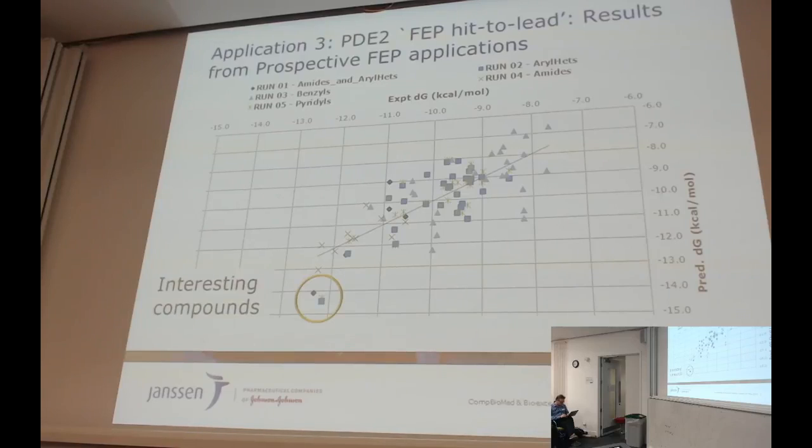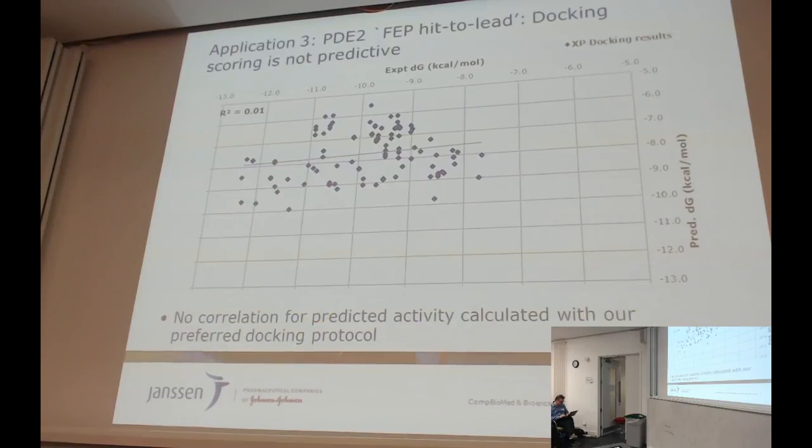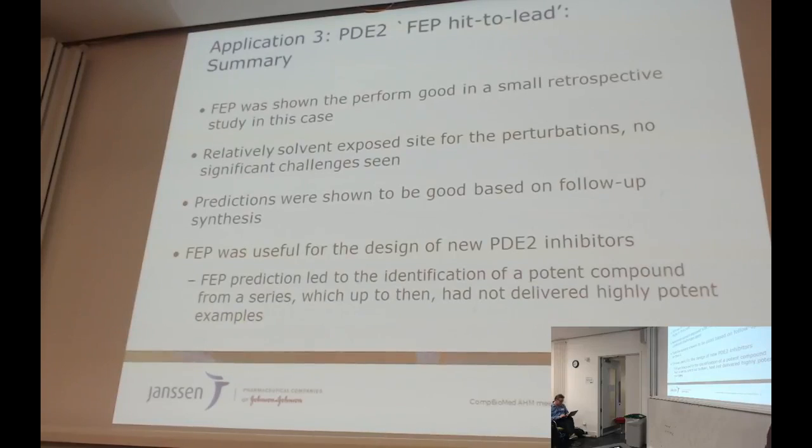And it turned out to be a very interesting molecule with a different type of substitution to the rest of these guys, which were from the same chemical class. They're all aryl hets. Docking doesn't work at all for this. So in this case, what we're showing is how we can really use it in a prospective way. This was quite easy as well, and I'd say because it's quite solvent exposed. The predictions were good, and we followed up quickly with synthesis. So I think this is a nice example of how we want to use it, and we actually found a compound quite different.